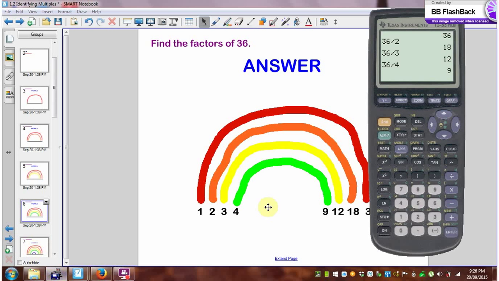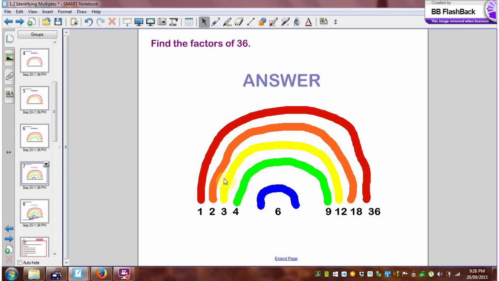So let's check 5. 36 divided by 5. Okay, here, we don't get a nice whole number. So this means the 5 is not a factor of 36. So we don't put it on our factor rainbow. Okay, so we tried 5. Let's try 6. 36 divided by 6 equals, okay, so we get a whole number, no decimal here. So 6 and 6 are factors of 36, but 6 is the same as 6, so we can just write down factor of 6, and we write it in our rainbow like this.